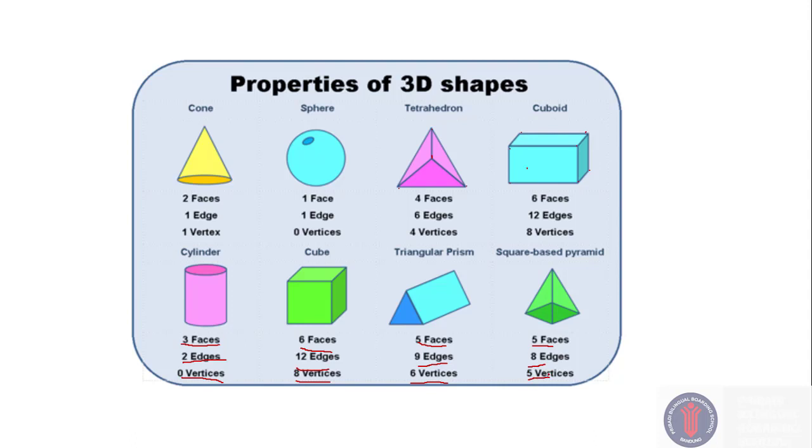You may take a look at your notebook. We have discussed the properties of 3D shapes by making the table for the faces, edges, and vertices. You may look at your notebook to complete the 3 diagrams on number 2. Okay, you can do it on your own by sorting the questions, whichever is needed.